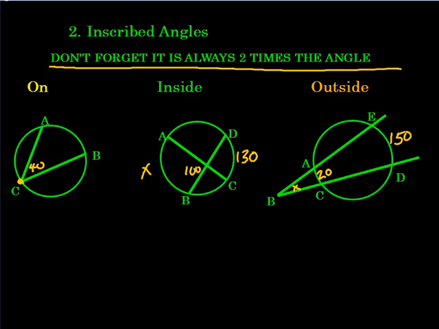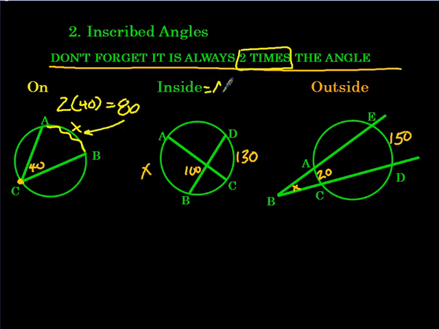Moving on with inscribed angles, we had 3 scenarios on how to solve problems. The big key is that you don't want to forget that you're always going to be doing 2 times the angle. Every situation, on, inside, outside, it's always 2 times the angle. For this example, the vertex of the angle is on the circle, so we're going to do 2 times the angle, and that's going to equal the arc. If I was solving for x here, I would just do 2 times 40, and that equals 80.